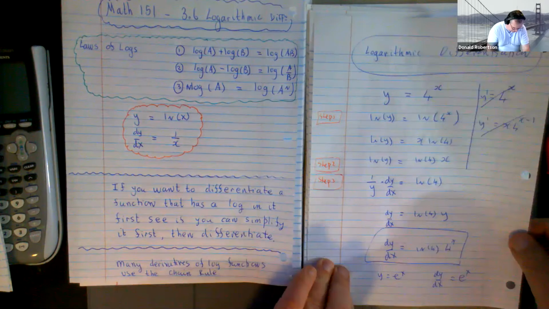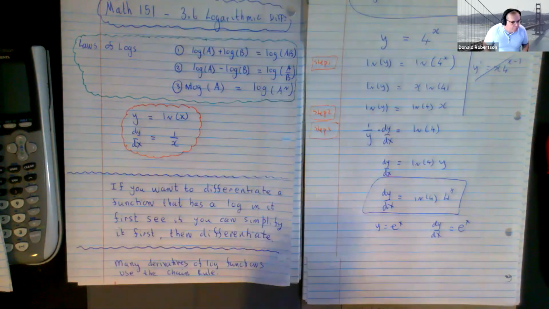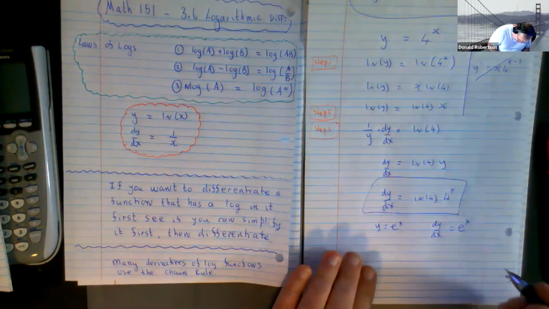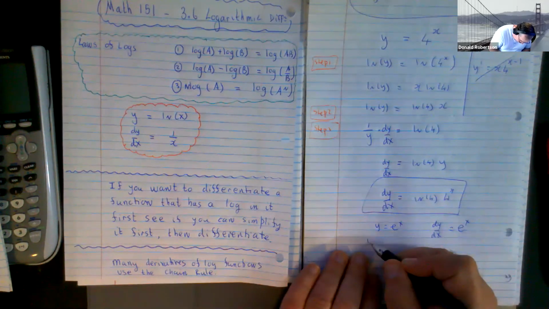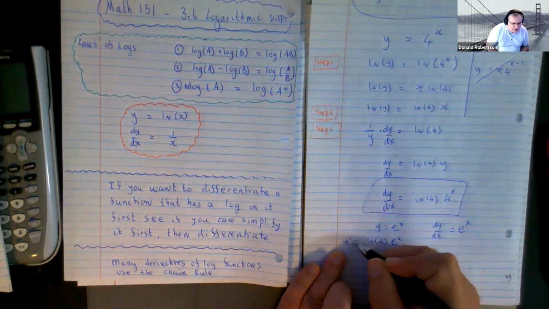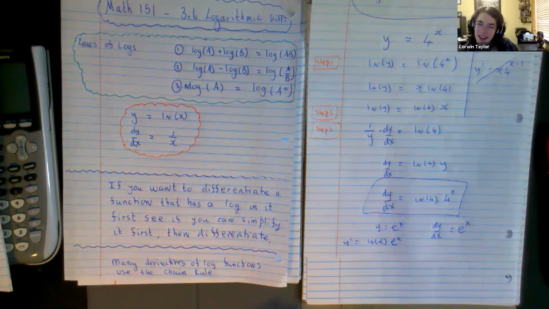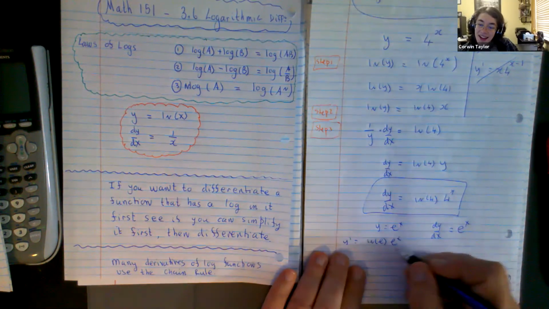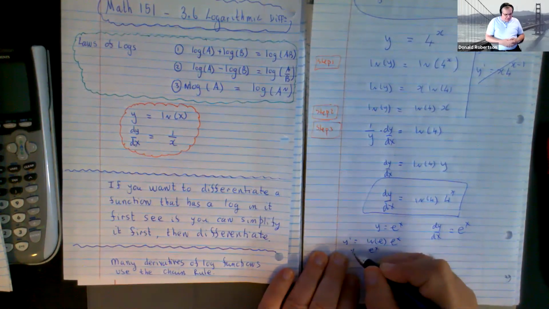I mean, e is just a version of this, isn't it? Just a 2.7128. Well, let's see what happens. According to this rule, shouldn't the derivative be the natural log of e times e to the x? Great. And what number is the natural log of e? One. So do you see that e to the x is just a special case?